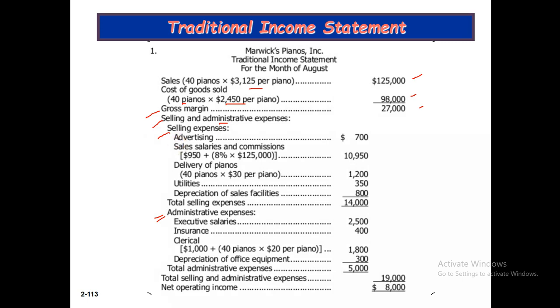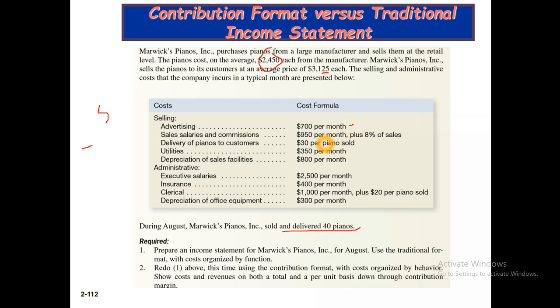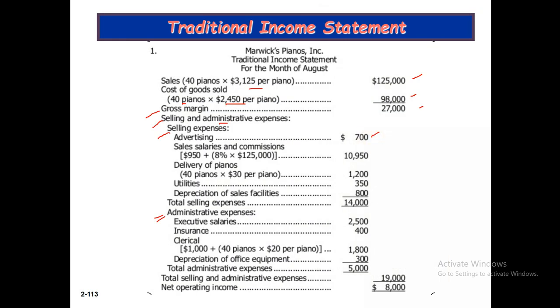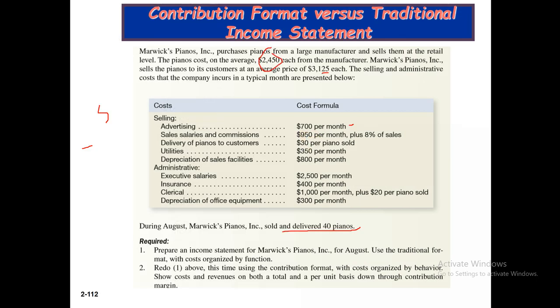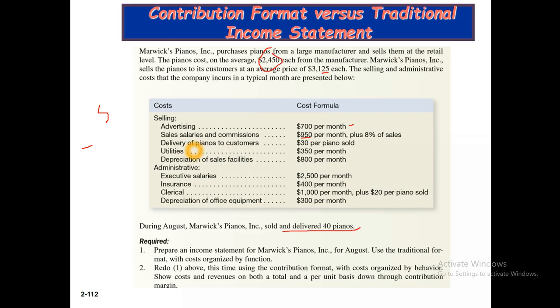The selling expenses. According to the question we have advertising of 7,100, this one, and sales salaries and commission. Sales salaries and commission is 950 per month plus 8% of sales. So this is 950 and 8% of the sales price. That means this is the 8% of this sales price. So this figure. Delivery of piano, delivery is 30 per piano sold.